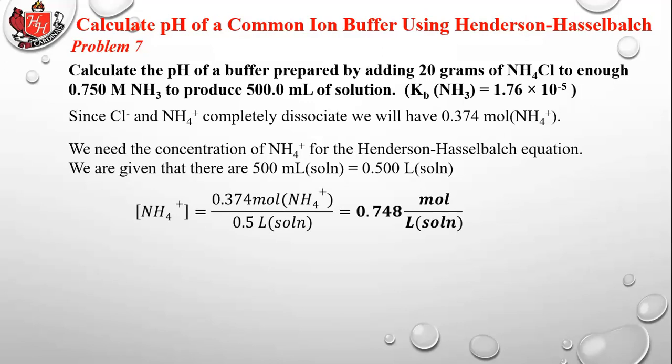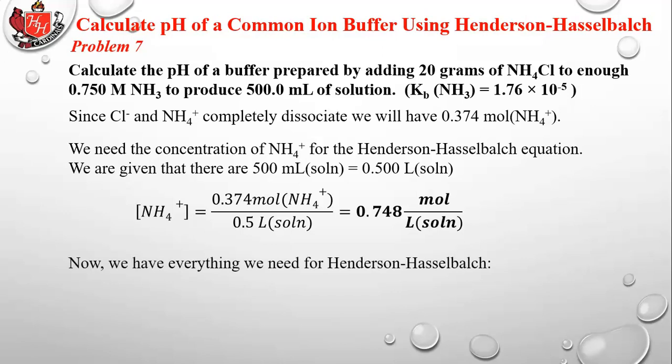So there we go for the concentration. It's moles per liter, so 0.374 moles of ammonium over 0.5 liters of solution gives us 0.748 moles per liter. That's molarity, so you have 0.748 molar. That's the concentration of the weak acid. So now we have everything we need: the concentration of the weak base, the concentration of the weak acid, and the pKa. Now we're ready to plug it in.